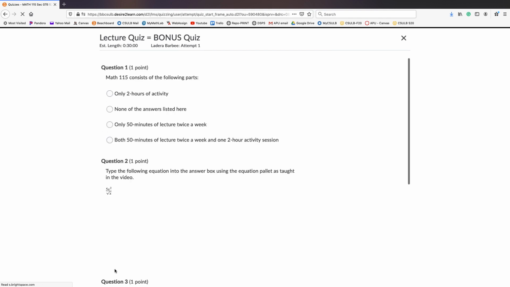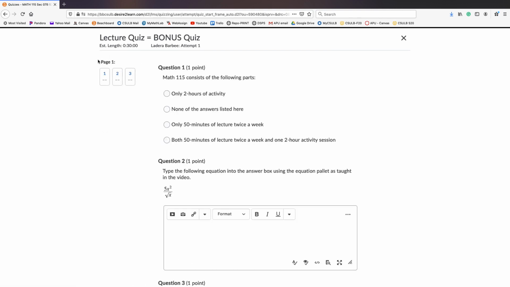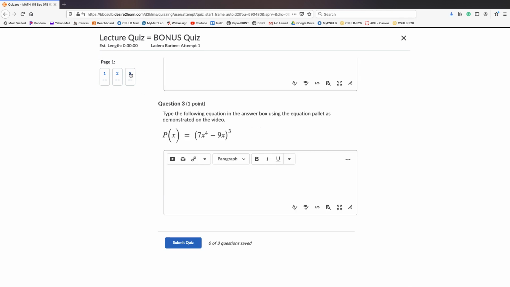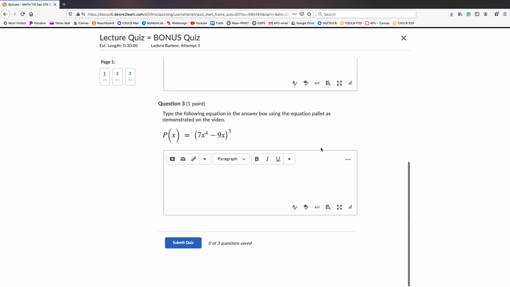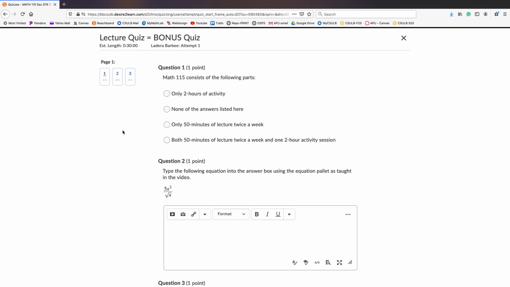Now you'll have different types of questions every time. In this particular one, you only have 3 questions and they're all listed on the same page, but you can jump from individual question to individual question by choosing the number or scrolling up and down within the page or arrowing over other pages. There is a clock that will be counting down once you start the quiz, but at this point I haven't started yet.